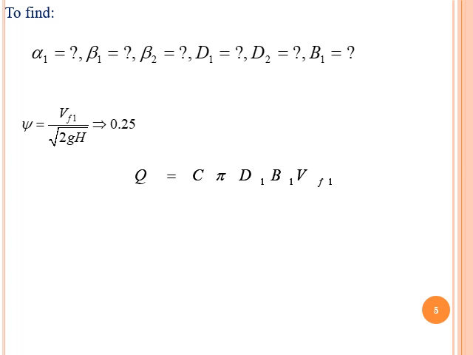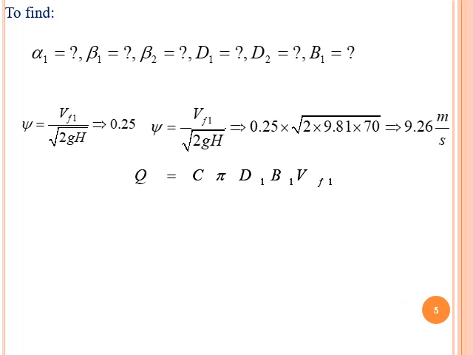So now flow ratio is equal to Vf1 by square root of 2gH. So that value is given as 0.25. So by that relation we can find the value of Vf1. So here the flow ratio is given 0.25, and square root of 2 into g, where g value is equal to 9.81, head is given as 70 meter. Here Vf1 is unknown, that value is 9.26 meter per second.